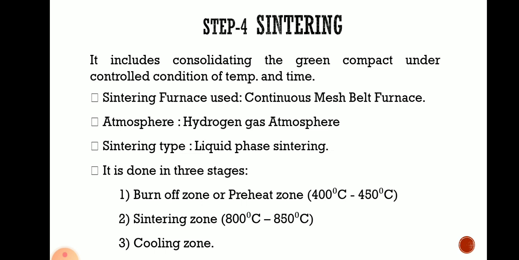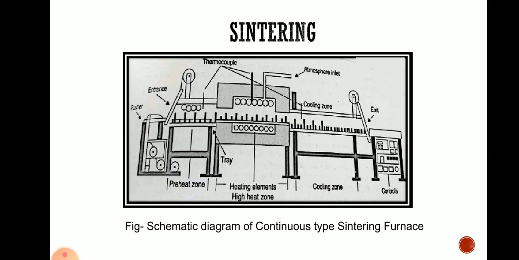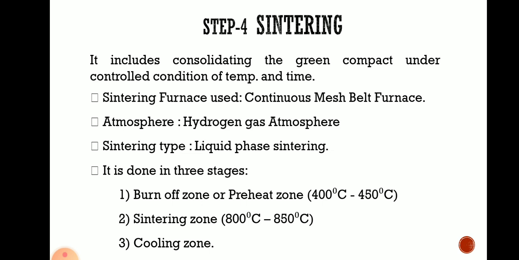Next, it is done in three stages, as we have seen in the flow chart also. First one is the burn off zone or preheat zone. There we are heating the green compact to 400 to 450 degrees Celsius. In that diagram you can observe the preheat zone. Then the second zone is the sintering zone, where we are increasing the temperature to 800 to 850 degrees Celsius. Here the actual recrystallization takes place, and actual bonding between the particles takes place.